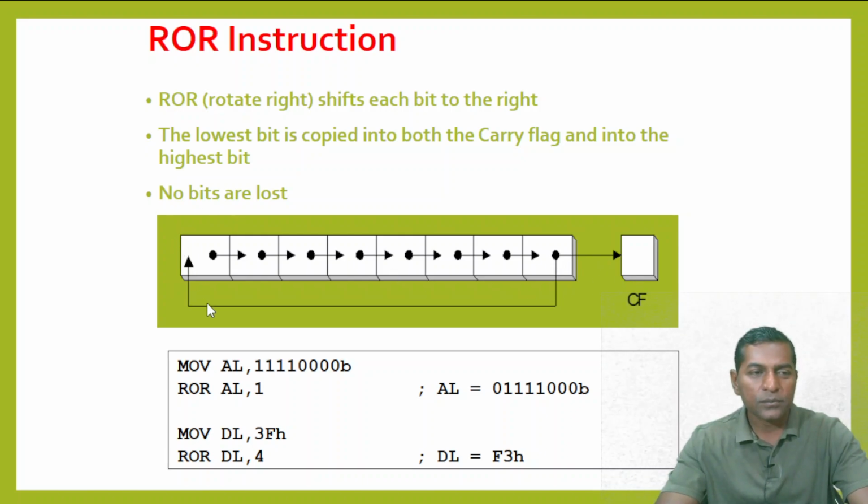So, MOV AL, this is the example, 1 1 1 1 0 0 0 0 are the contents. If we rotate it right once, the B0 bit will be moved to the B1 bit and the carry flag will be reset because it had 0 at the B0 location. If we move the contents into DL and rotate it 4 times, then F3 will be the final result.